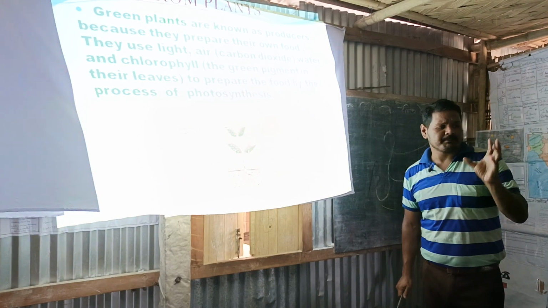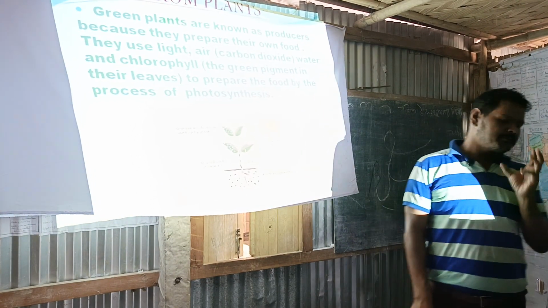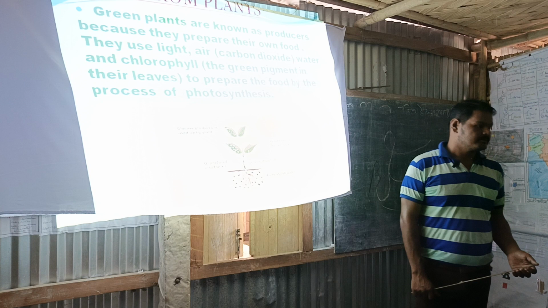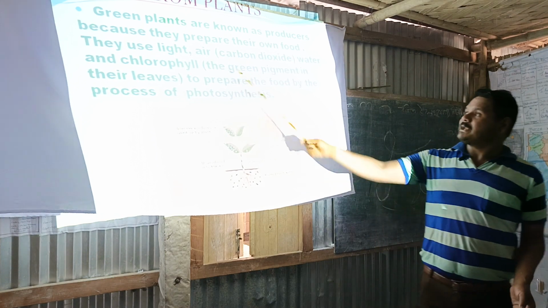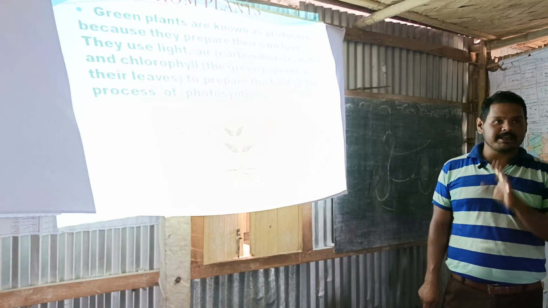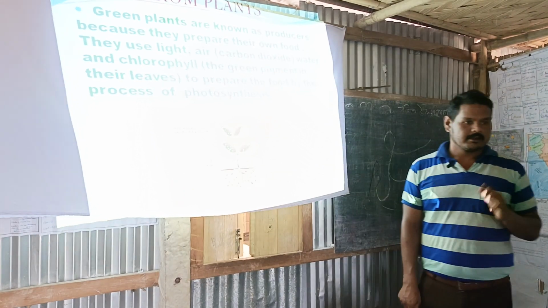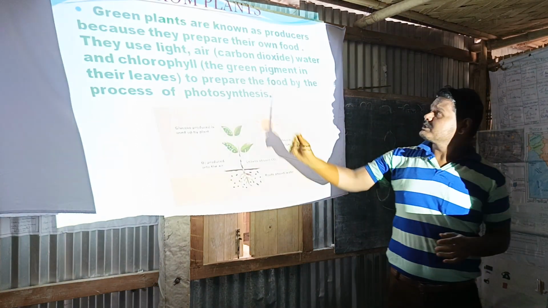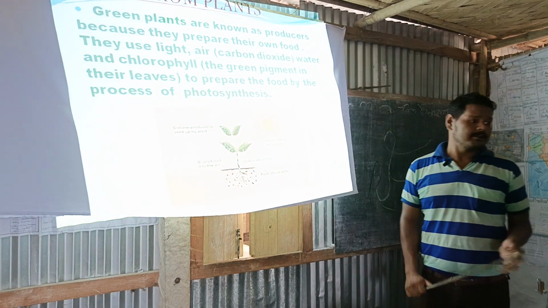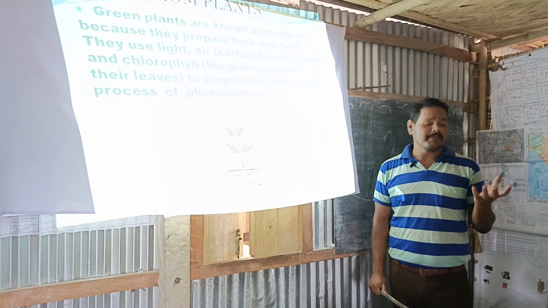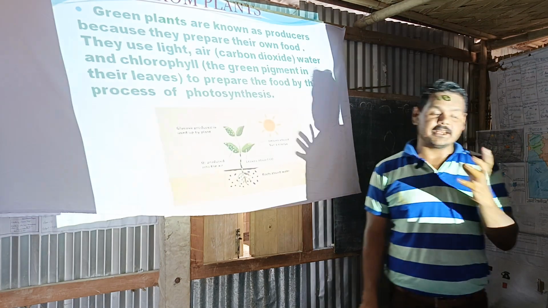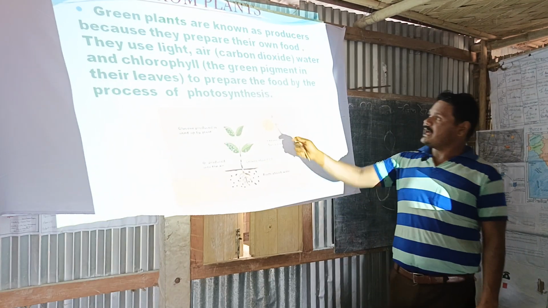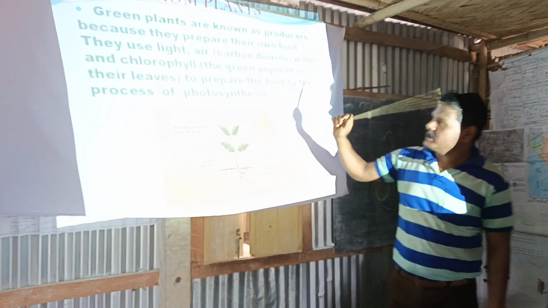Now, green plants are known as producers. Why do we call green plants producers? You have already learned this chapter in class 5. Clear? Why are green plants known as producers? Because they prepare their own food with the help of this. Because only green plants can make their own food with the help of carbon dioxide, water, and chlorophyll.